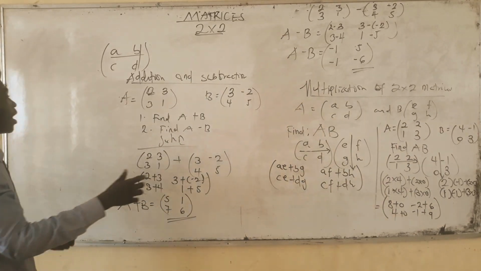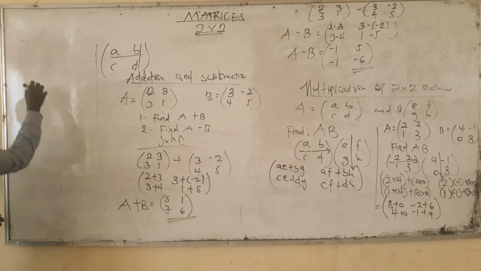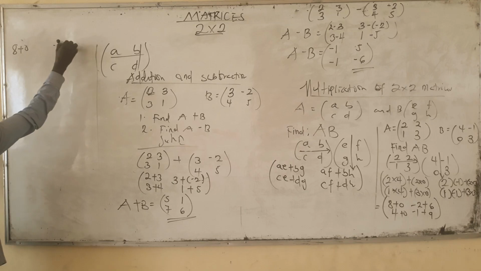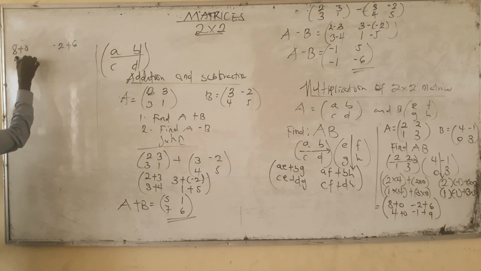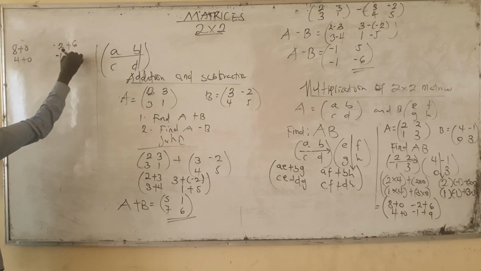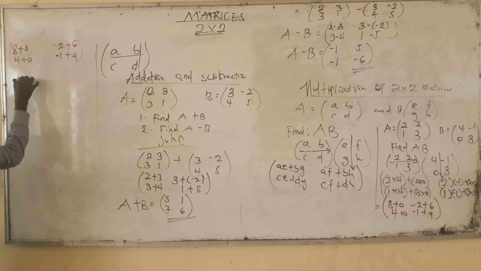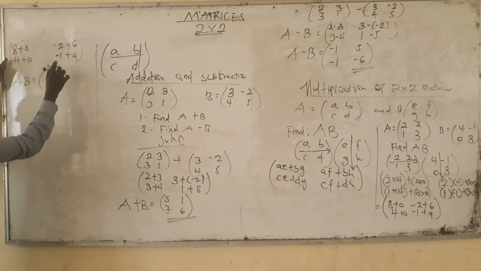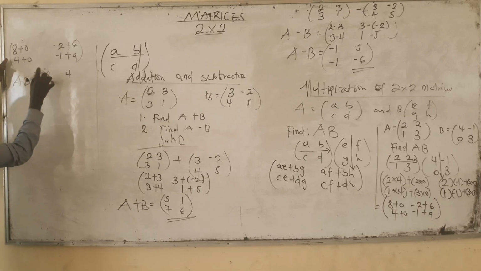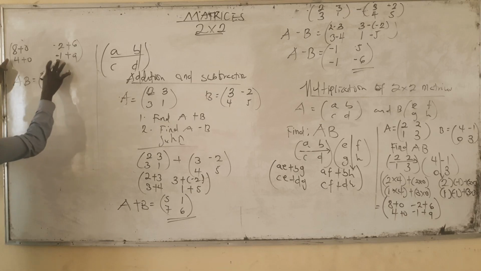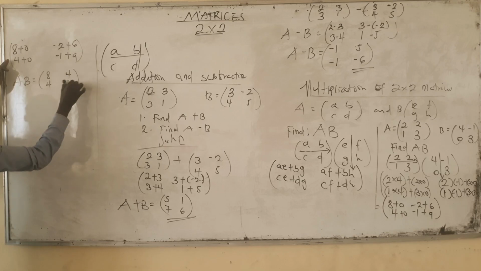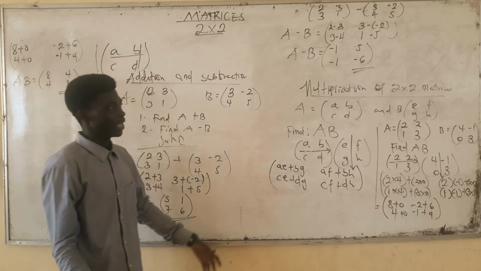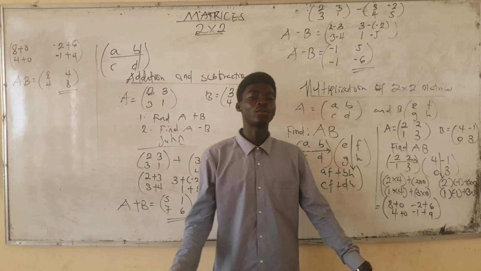Okay, so I continue from here. We have 8 plus 0, negative 2 plus 6, 4 plus 0, and then negative 1 plus 9. So 8 plus 0, we are getting 8. Negative 2 plus 6, we are getting 4. 4 plus 0, we are getting 4. And negative 1 plus 9, we are getting 8. And AB is going to give you 8, 4, 4, 8. And that is the multiplication of 2 by 2 matrices.